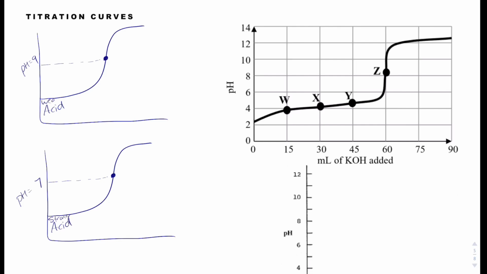This must have been a weak acid, because when I mix a strong acid with a strong base, we know that at the equivalence point, the pH is going to be 7. But if I mix a weak acid with a strong base, it's going to be slightly basic at the equivalence point. Okay, so that is important.